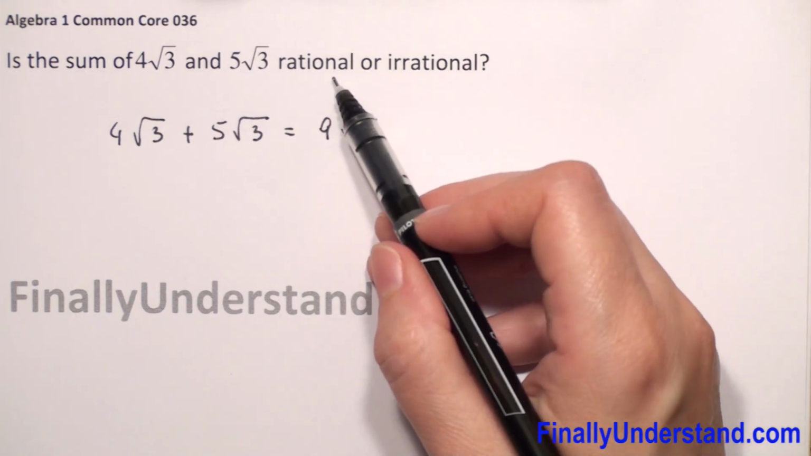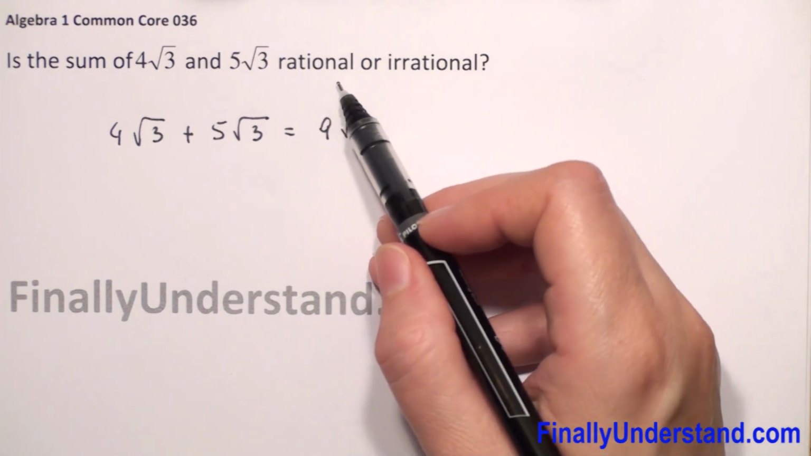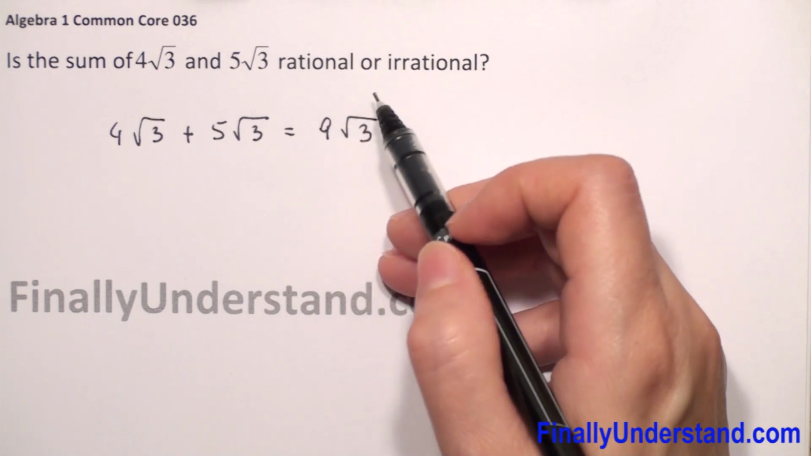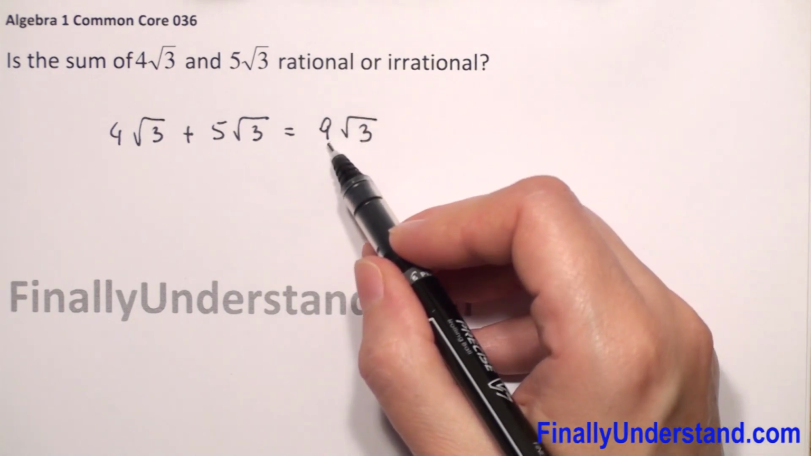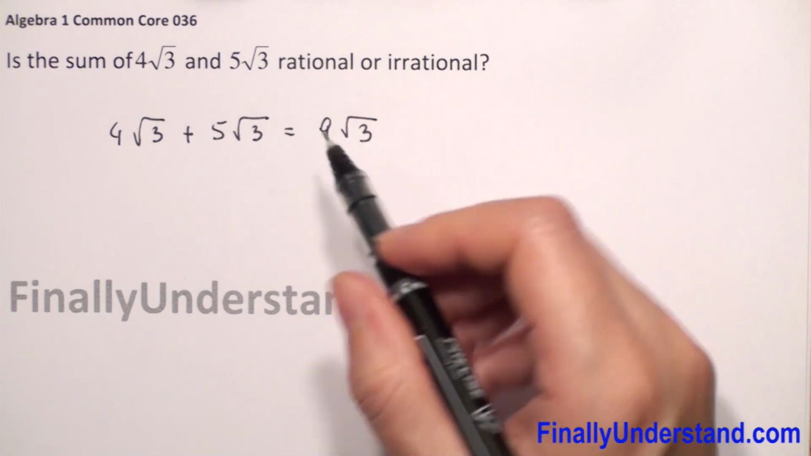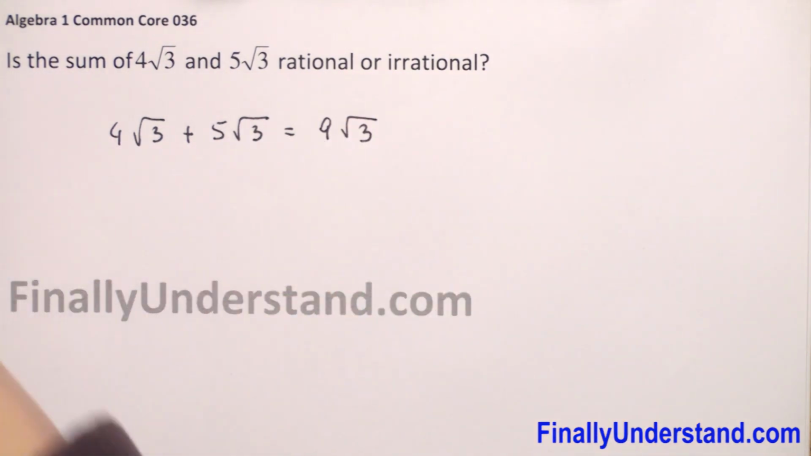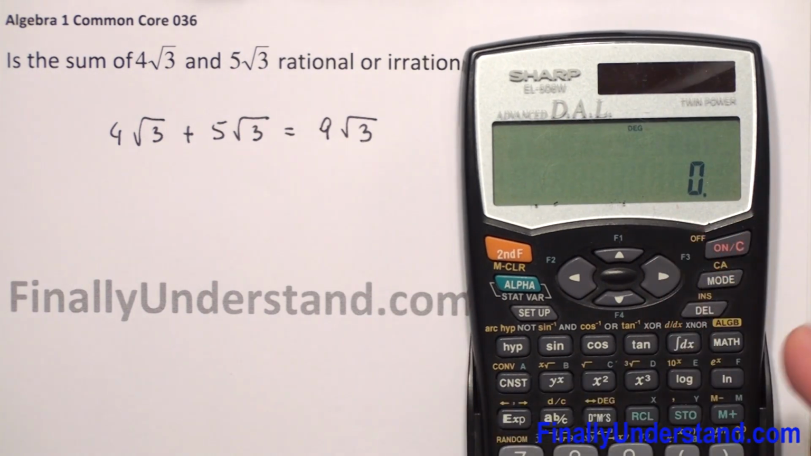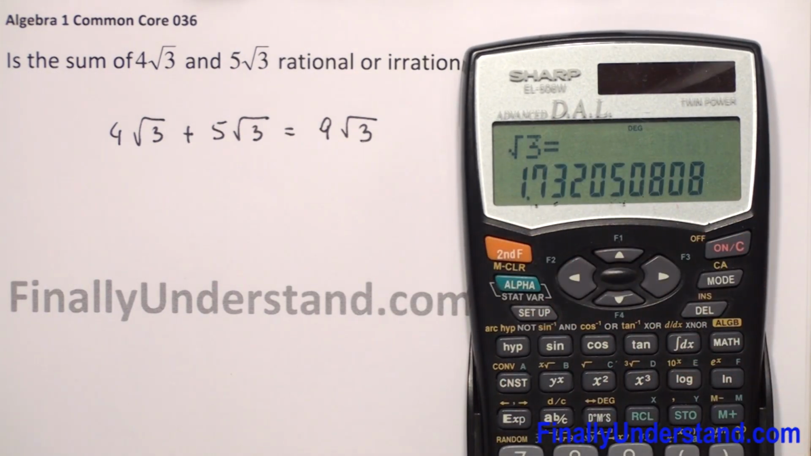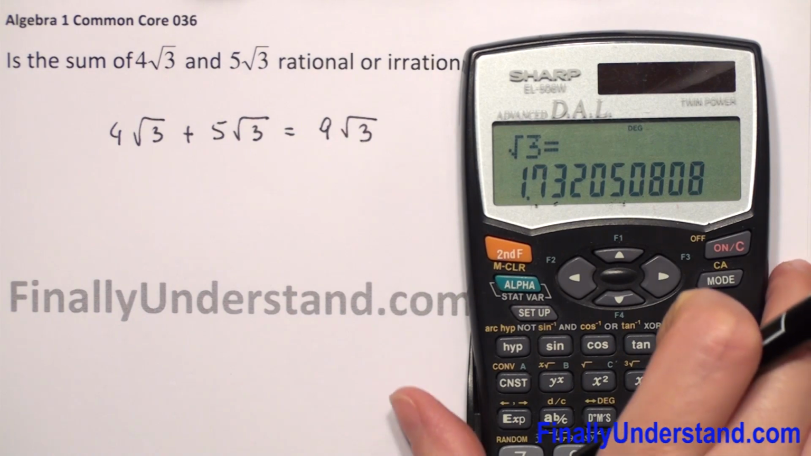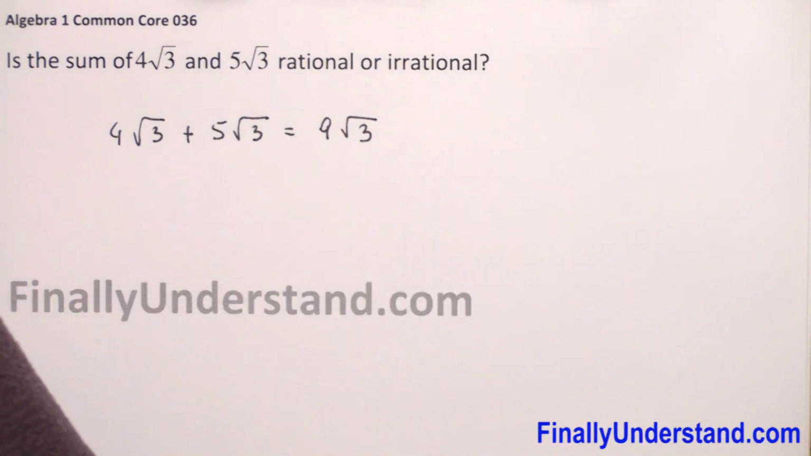We know that a rational number we can write as a fraction, and an irrational number we cannot. And what we have here is 9 times square root of 3. Square root of 3 is an irrational number. Let me show you. Square root of 3 is 1.73 and so on. We cannot find the last digit of square root of 3.